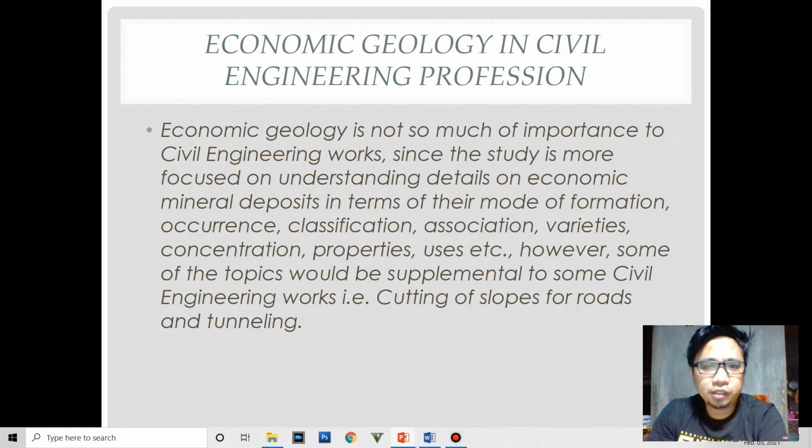Okay, economic geology in the civil engineering profession, relating it to our civil engineering profession. So it's not of much importance, since the study is more focused on understanding details on economic mineral deposits in terms of their mode of formation, occurrence, classification, association, varieties, concentration, properties, uses, etc. However, some of the topics would be supplemental to some civil engineering works, like cutting of slopes for roads and tunneling as well.